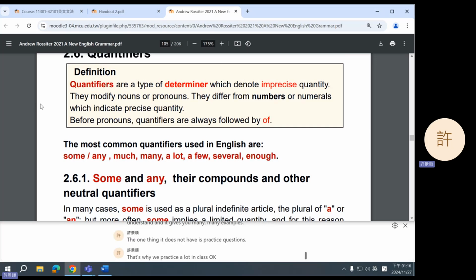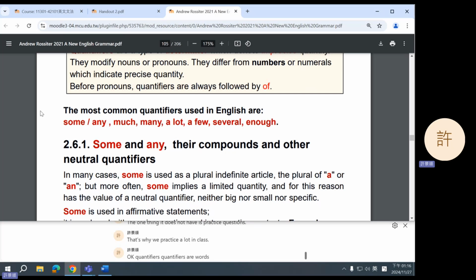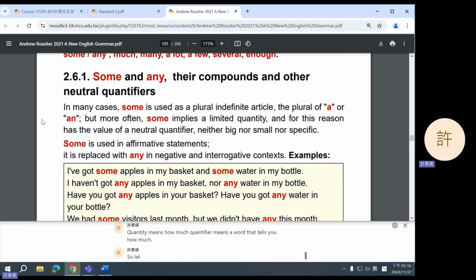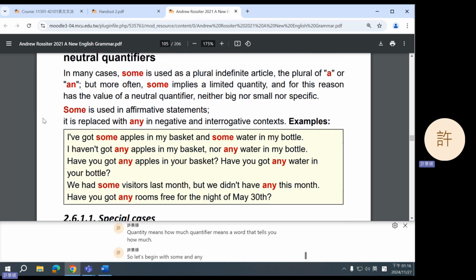Okay, quantifiers. Quantifiers are words that tell you how much of something. Quantity means how much. Quantifier means a word that tells you how much. So let's begin with some and any. Some and any are neutral, which means it only means more than one. It doesn't tell you if it's a lot or a few. It's just more than one.